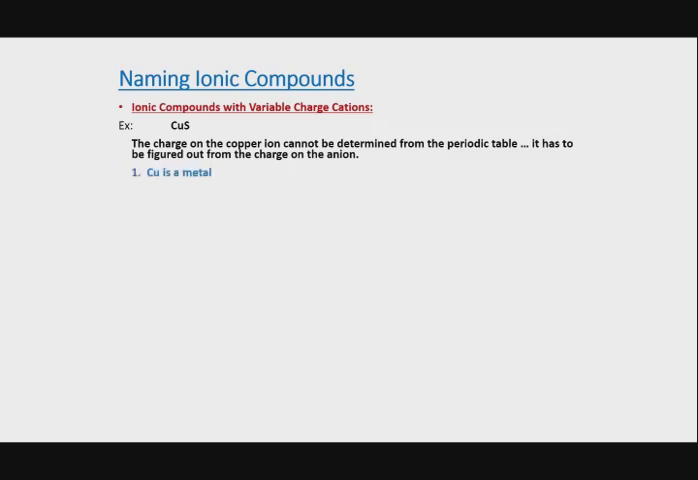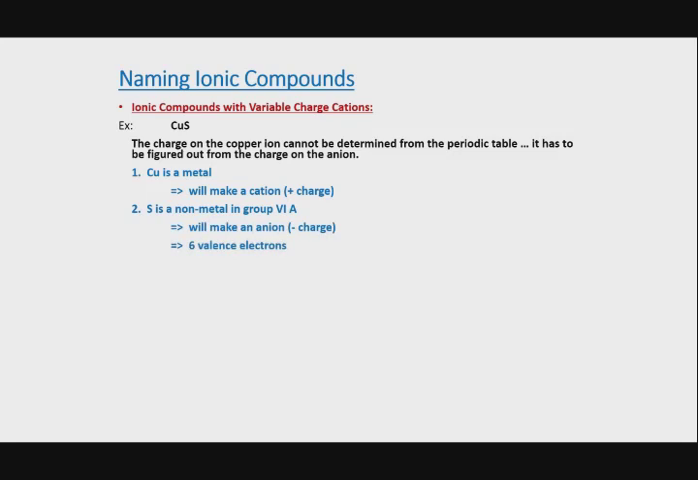So here are the steps again. Since copper is a metal, it will make a cation. There is never an exception to that rule. Now, since sulfur is a non-metal in group 6A, it will make an anion, meaning it will have negative charge. But how many negative charges? Since a sulfur atom has 6 valence electrons, it will accept 2 electrons in the valence shell to satisfy the octet rule. Therefore, the charge on the sulfur ion, the charge on sulfide, is 2 minus.